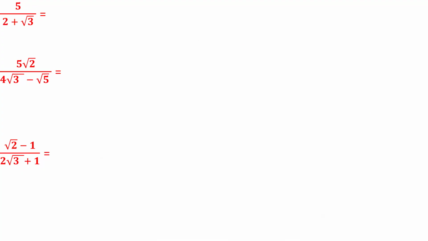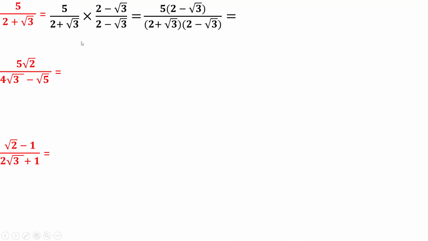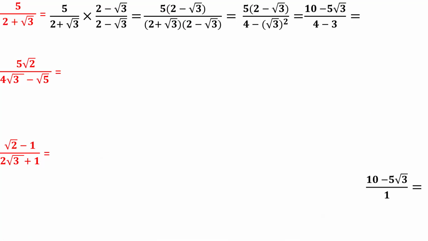So 5 over 2 plus radical 3 is multiplied by 2 minus radical 3 over 2 minus radical 3. Now I multiply 5 into 2 minus radical 3, over 2 plus radical 3 into 2 minus radical 3. I multiply. 5 times 2 is 10. I apply 1 for all. 5 times negative 3 is negative 5 radical 3. Now in the denominator, I see remarkable identity 3: a plus b into a minus b, which is a squared minus b squared. Now I get the answer.